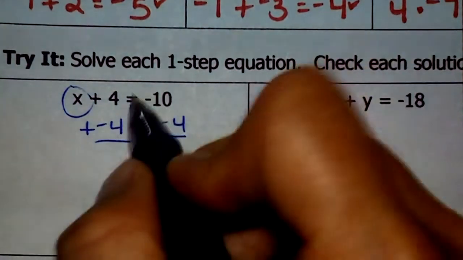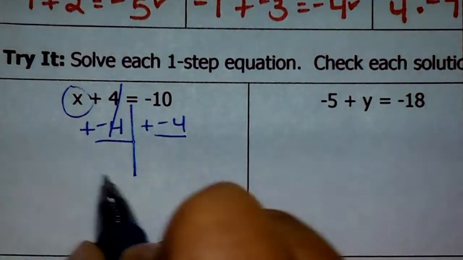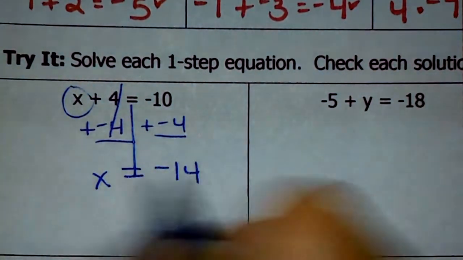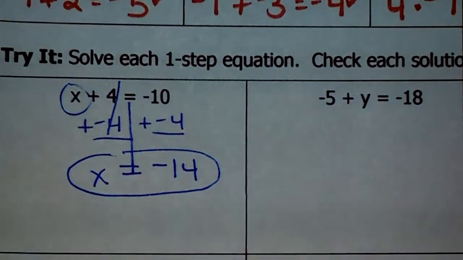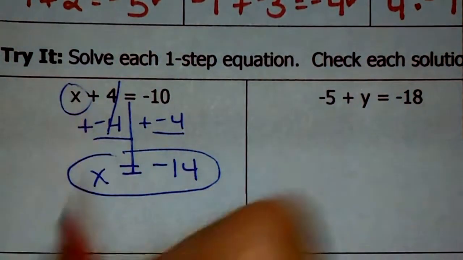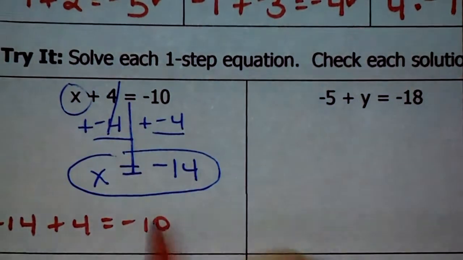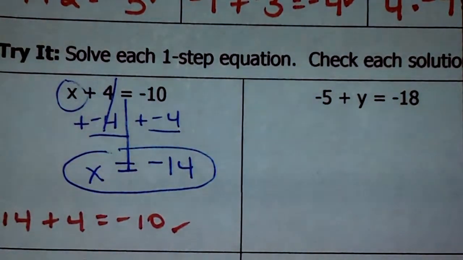4 plus negative 4 is 0. X plus 0 is x. Negative 10 plus negative 4 is negative 14. You're done. To make sure that you're right, all you need to do is plug that negative 14 back in for the x. So negative 14 plus 4 should give you negative 10. Is negative 14 plus 4 negative 10? You betcha. So we know that it's right.